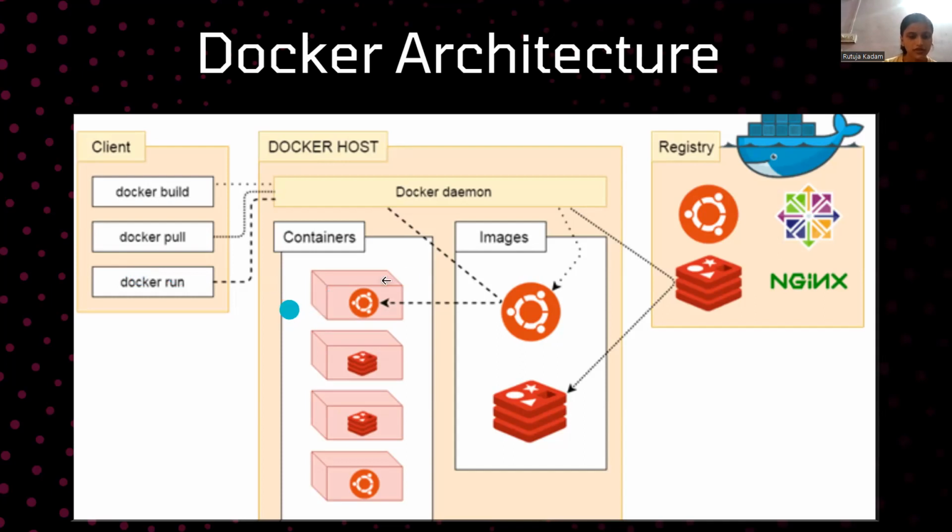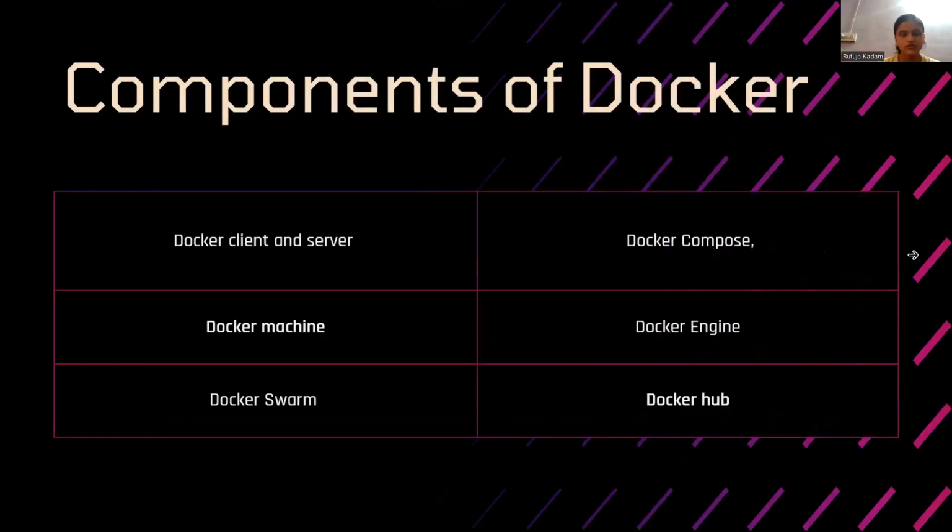Next, you can see these commands go to the Docker host. The Docker host is used to provide the environment to execute and run applications. It contains the Docker daemon, images, containers, networks, and storage. Then next is the registry. The Docker registry manages and stores the Docker images. There are two types of registries in Docker: public registry and private registry. What are the components of Docker? There are six components of Docker: Docker client and server, Docker Compose, Docker Machine, Docker Engine, Docker Swarm, and Docker Hub.